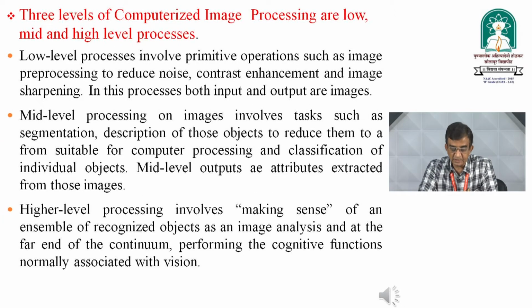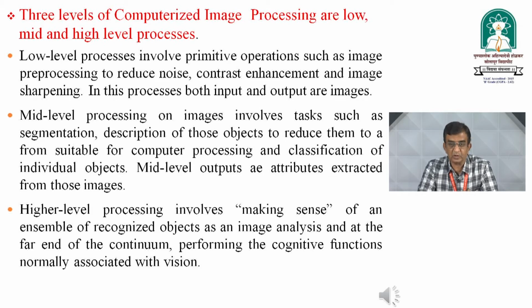Now, three levels of computer image processing are low, mid and high level processes. Low level processes involve primitive operations such as image pre-processing to reduce noise, contrast enhancement and image sharpening. A low level process is characterized by the fact that both its inputs and outputs are images.